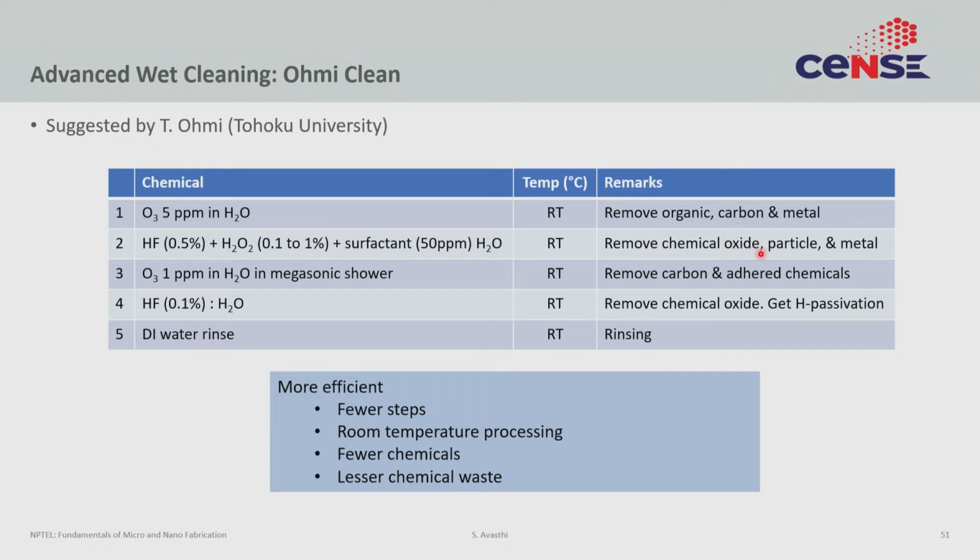Then there is an HF to remove the chemical oxide. Then once again ozone, but this time in a megasonic shower to remove carbon and adhered chemicals. Then an HF, and then DI water rinse. So you have completely removed the requirement for sulfuric acid, hydrochloric acid, ammonium hydroxide, and this works because the modern clean rooms are very clean, they don't have gross contamination. The modern wafers, the virgin wafers that you get are very clean, they don't have gross contamination, and we have come out with protocols that also have reduced gross contamination. So these gentler cleans have become possible and effective.